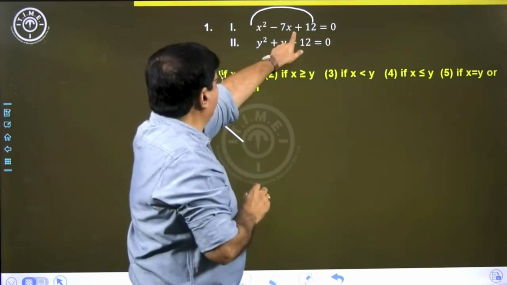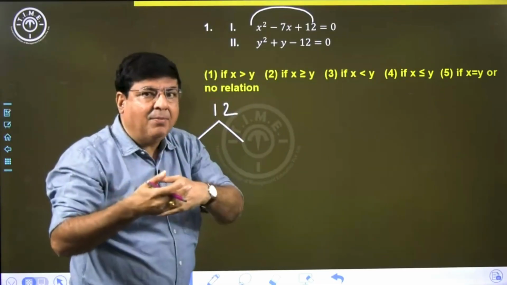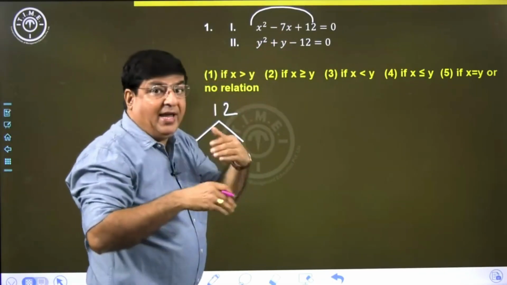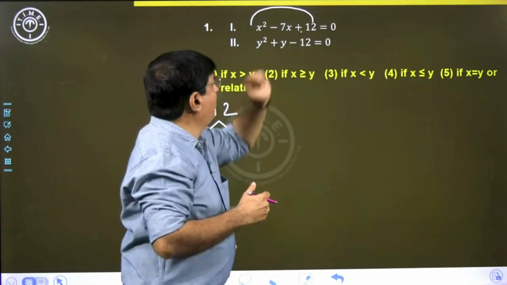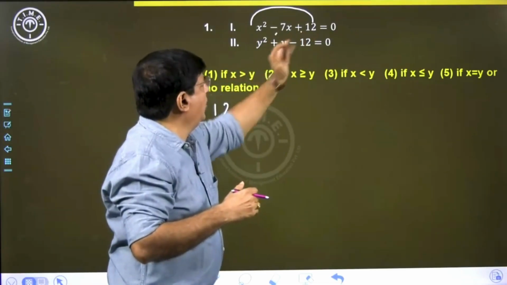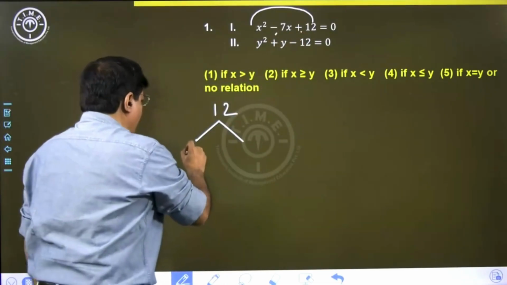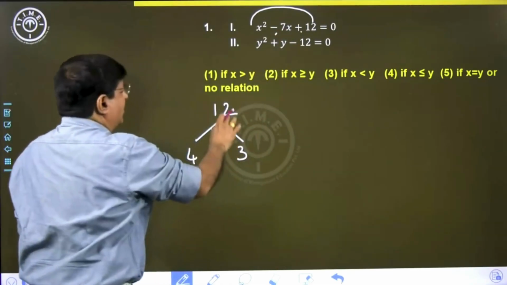Now here the sign is plus. So I should think of two numbers. When I add them, I should get 7. Now why am I adding them to get 7? Because here there is a plus sign. So I should add to get 7 and multiply to get 12. So 4 and 3. 4 plus 3 gives me 7 and 4 into 3 gives 12.